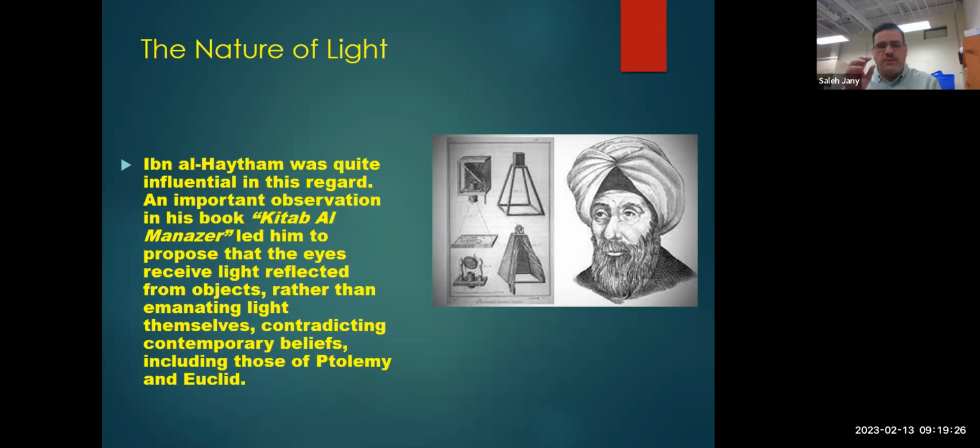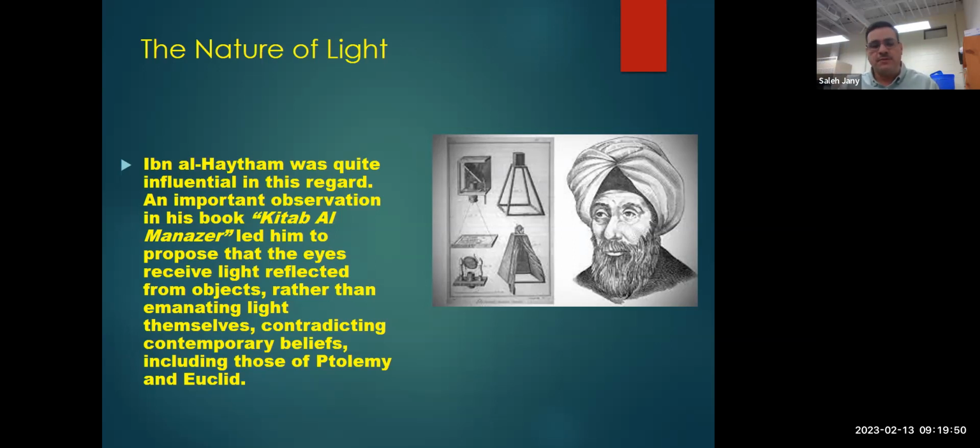They thought the eyes will send light to the object, and the lights will come back to the eye. Ibn al-Haytham, he's Arabic. He's the guy who discovered the camera. Camera is the Arabic name for qumra. Qumra means a small room or small place. And he discovered the light.